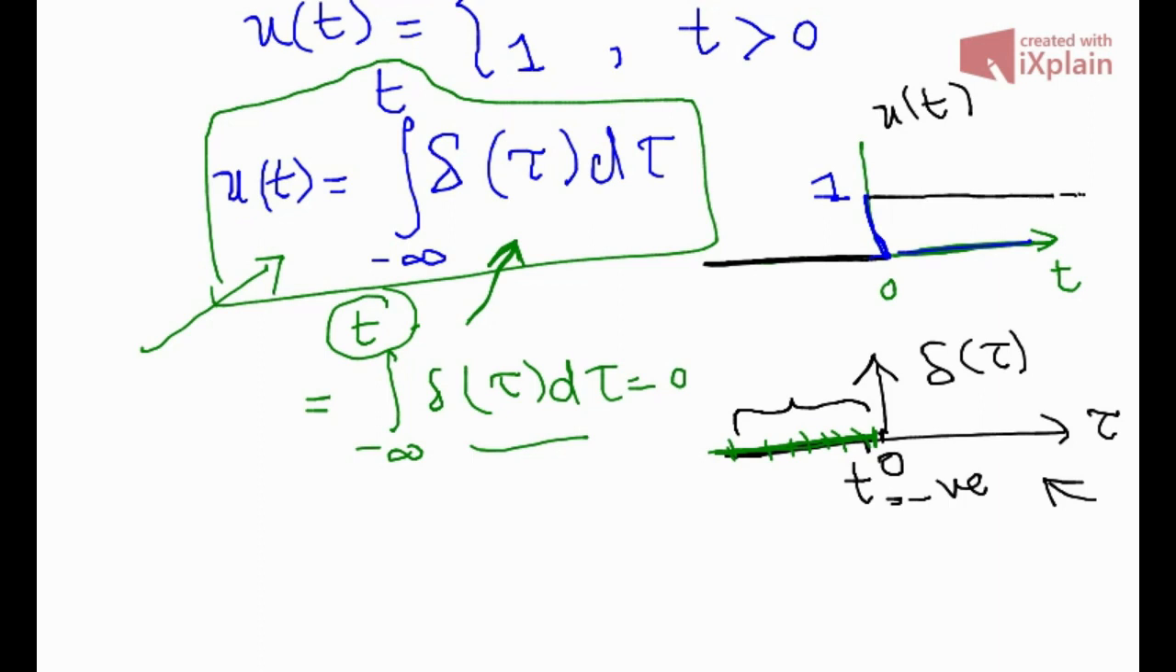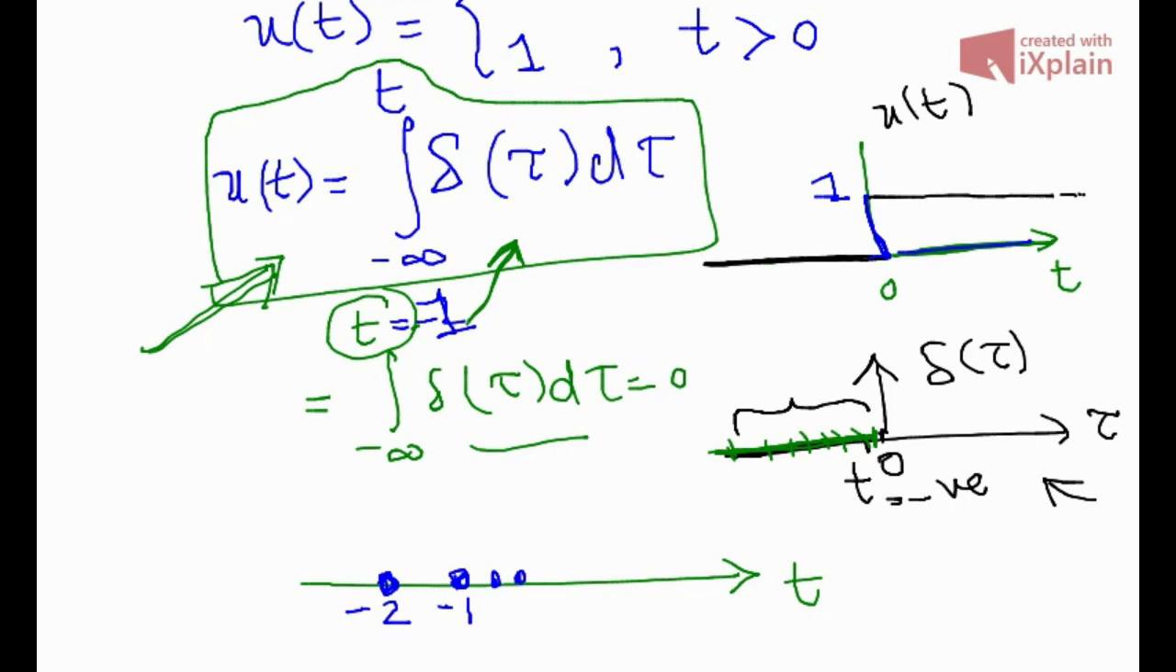If we plot the value of the integral, suppose we take t equal to -2. The integral has value 0, so I plot 0 here. If t is equal to -1, again the integral has value 0, and I plot it here. For t equal to -0.5, again 0 value, and so on.